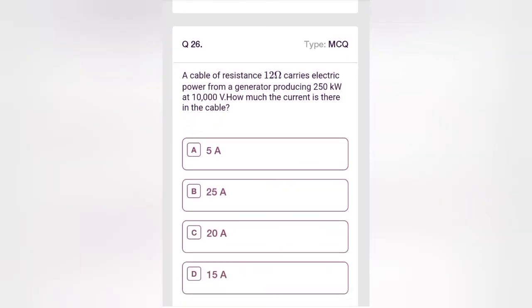A cable of resistance 12 ohm carries electric power from a generator producing 250 kilowatt at 10,000 volt. How much is the current in the cable? Resistance is given, then power is known, then voltage is known. How to find current?